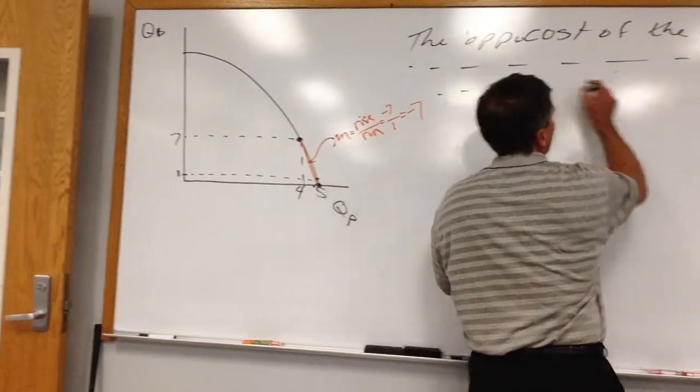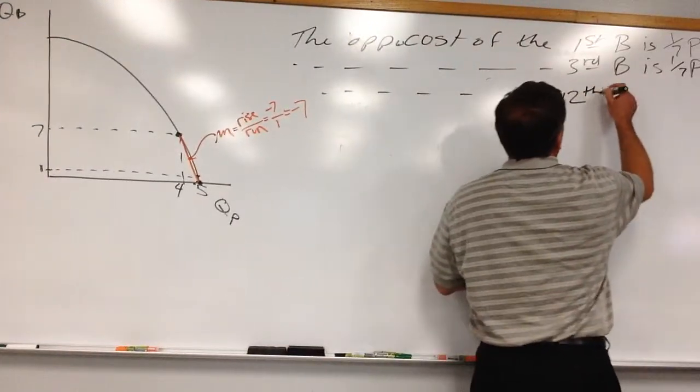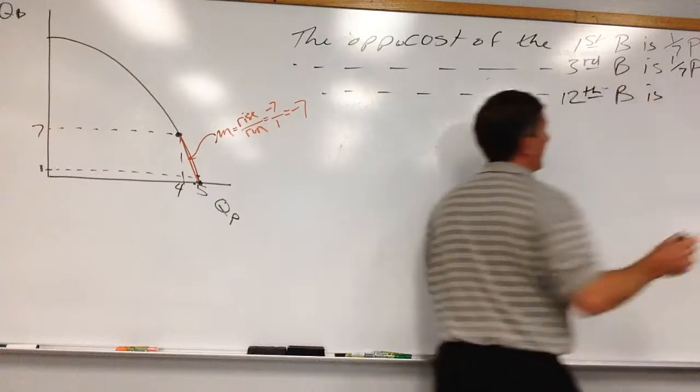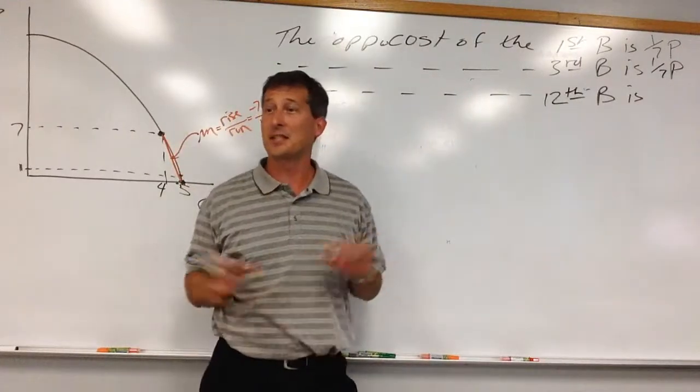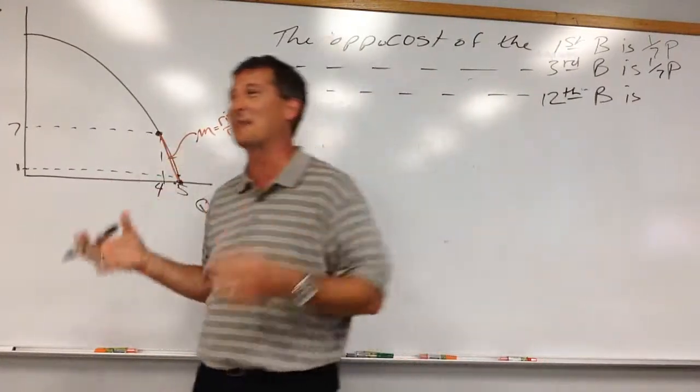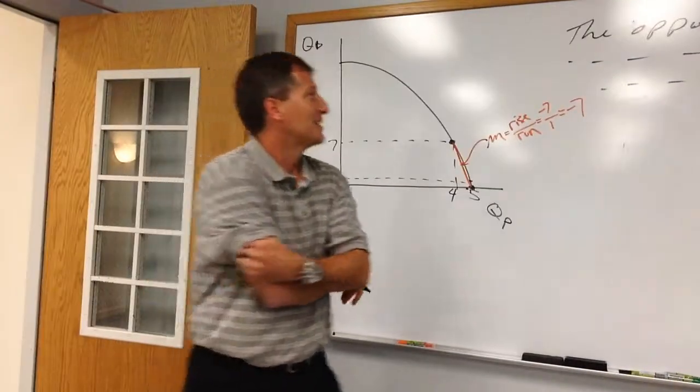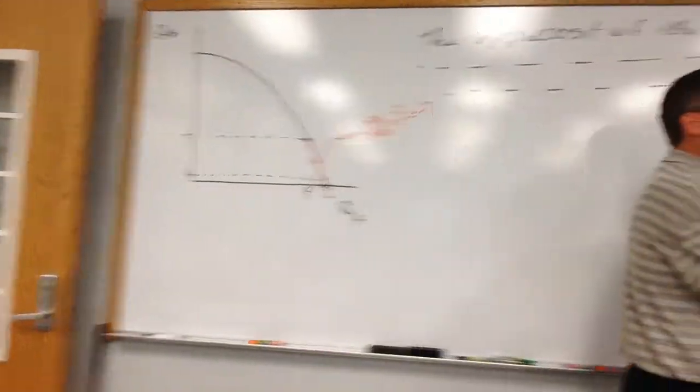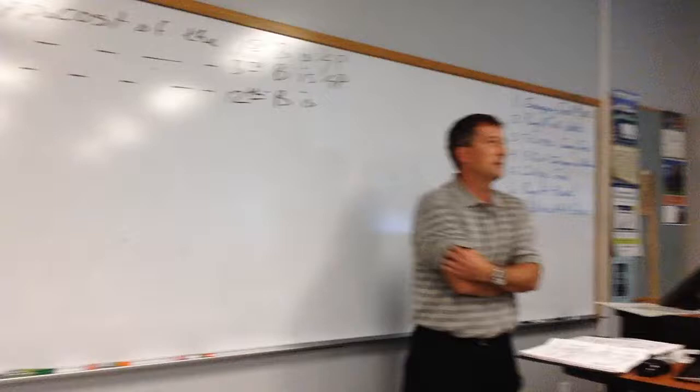12. So I jumped it up. Is that where we stopped? Yeah. So the 12th beer was how much? Or is that where we stopped? Oh, we got hung up. That's right. That was awesome. Okay. So what is the opportunity cost of the 12th?